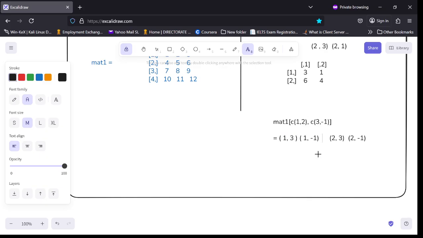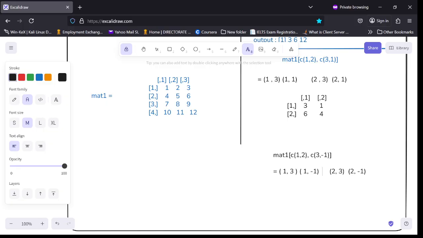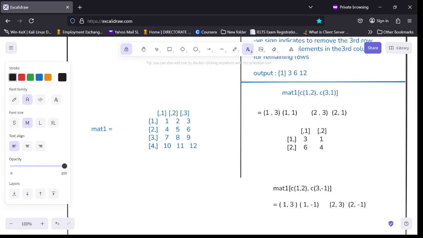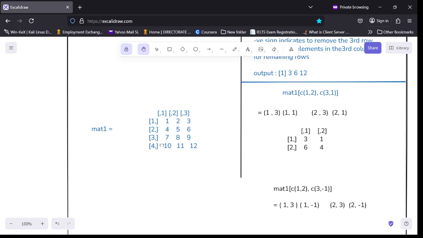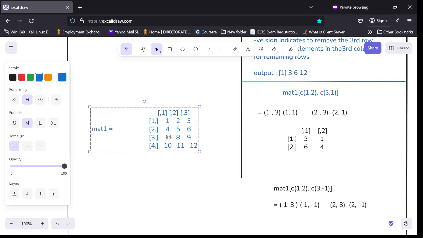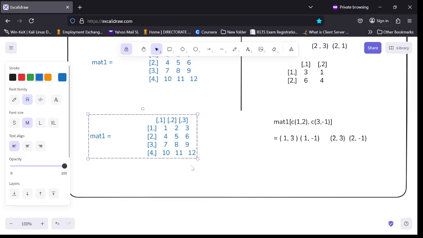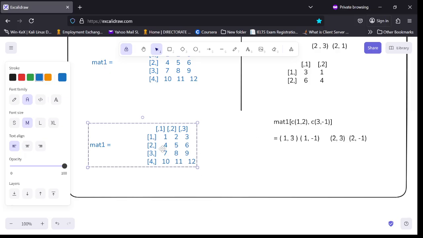Okay, so what is 1 3, 1 minus 1? 1 3 definitely we can directly find, but 1 minus 1 is something different. 1 minus 1 means we have to remove something from here. So if I remove something from here, what does it mean exactly? Let's look at this and see what will be here.